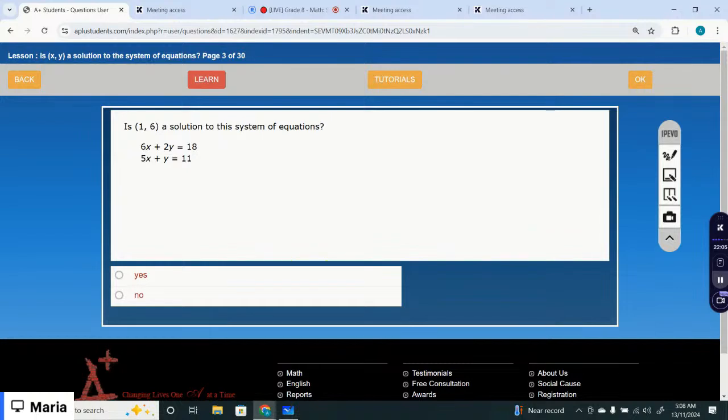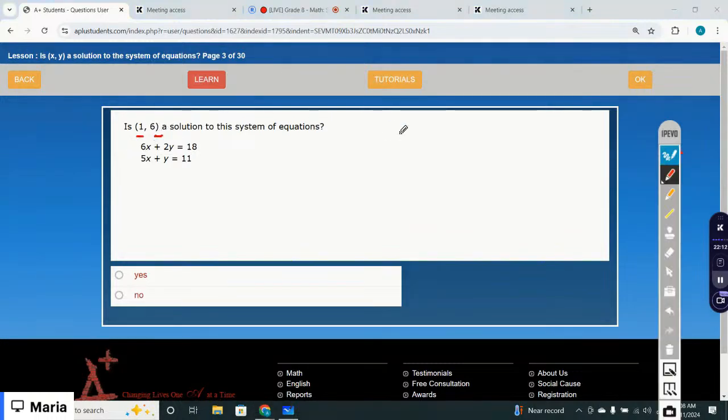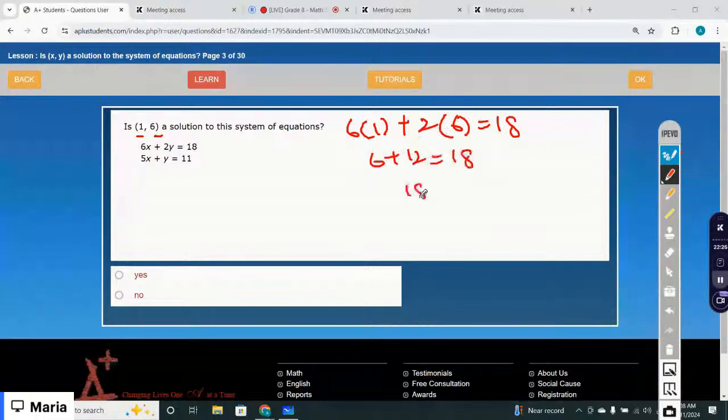Is (1, 6) a solution to the system of equations? x is 1 and y is 6, right? So 6 times 1 plus 2 times 6 equals 18. 6 times 2 is 12. So 12 plus 6 is 18. 18 is equal to 18.